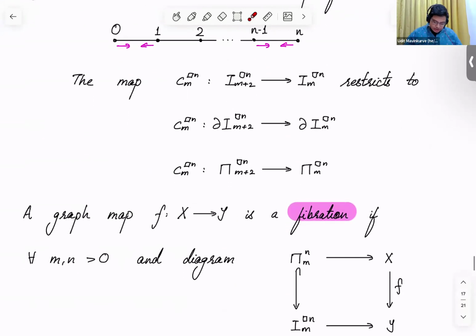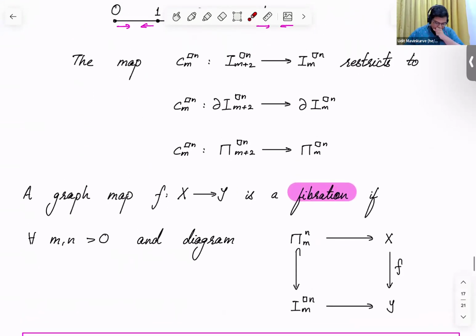Okay, so now we're ready to define fibrations. A graph map F is said to be a fibration, well, you would expect, analogous to the Serre fibrations, if in all dimensions your map F had the right lifting property with respect to the open box inclusion. But now the size becomes an issue. It's too restrictive to require that it has the lifting in exactly the dimension or exactly the size that you started out with.